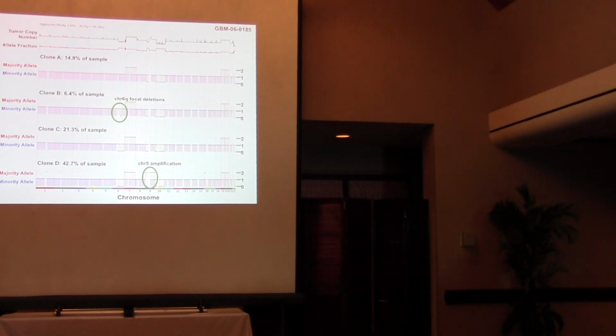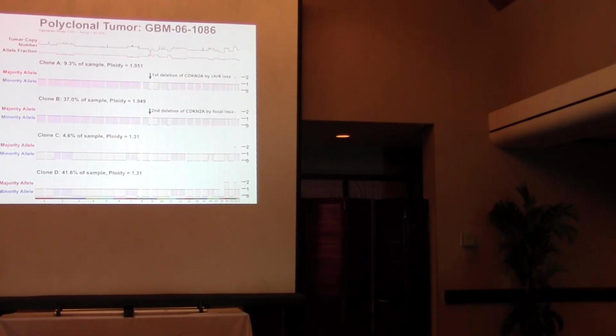Here are focal deletions on 6q, so the minority allele disappears completely. Here's an amplification where you've got the majority allele up at copy 2. Here's the case that we looked at before in this diagram, CDKN2A, where you see that first deletion is actually a loss of the entire chromosome. So this drops down here. This middle part, the centromere, is not sequenceable, so you're not seeing anything in the white centromeric region here.